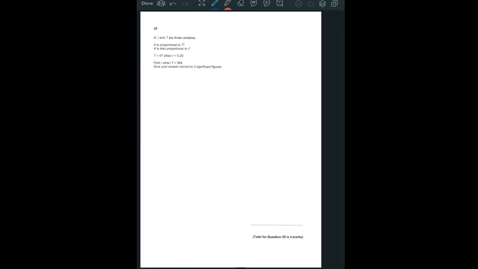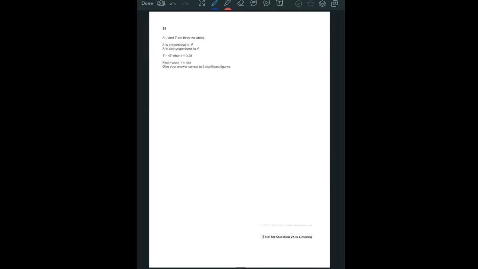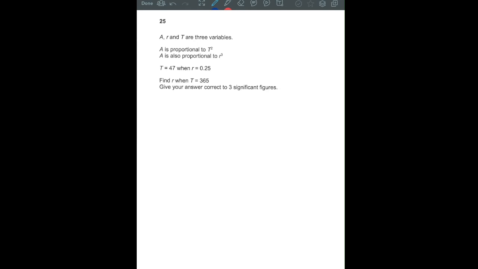And question 25, is this the last question? No, there's another one. 26 questions on this paper is really quite harsh. 25, we have a proportionality question. A, R, and T are 3 variables. A is proportional to T squared and A is proportional to R cubed. Well, that's unpleasant. So that's saying that A is proportional to T squared and A is proportional to R cubed.